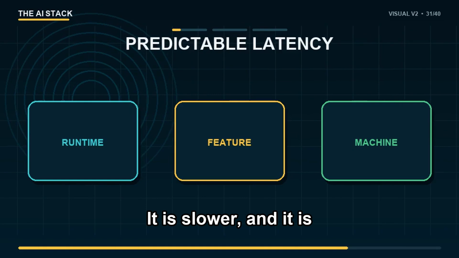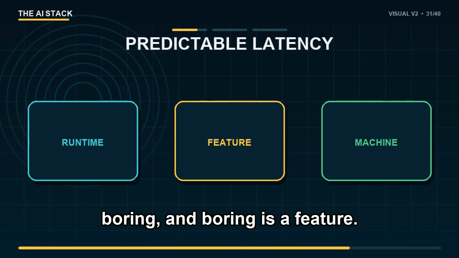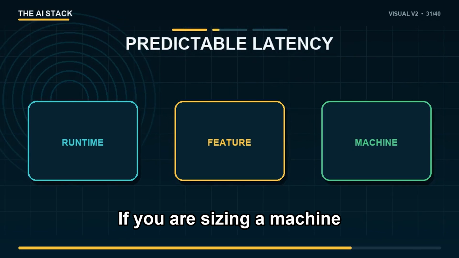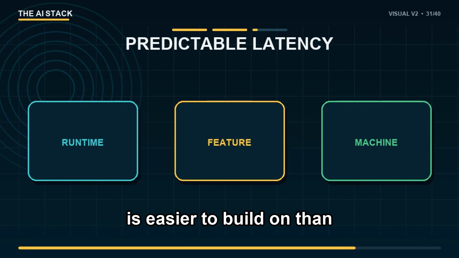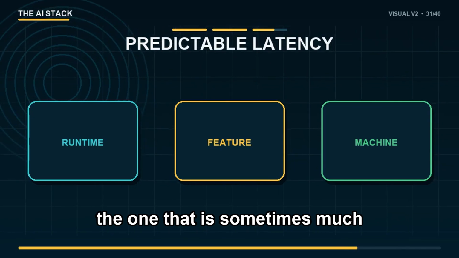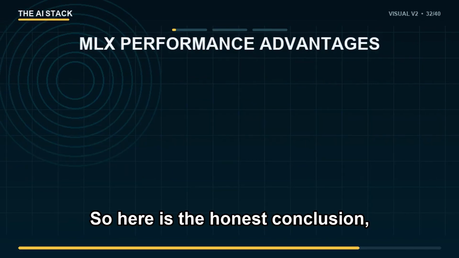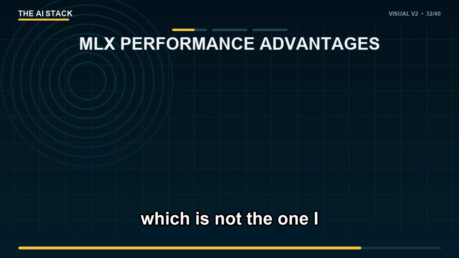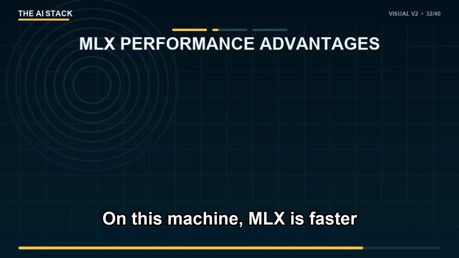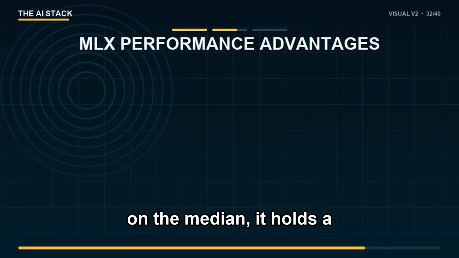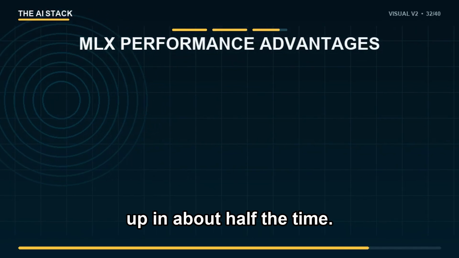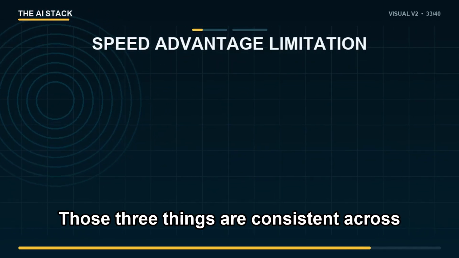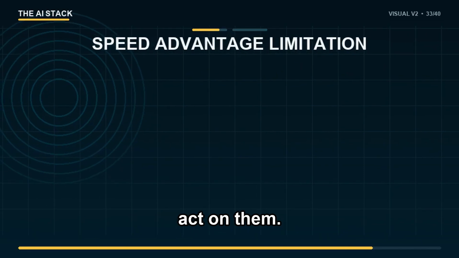It is slower, and it is boring, and boring is a feature. If you are sizing a machine or promising someone a response time, the runtime that is predictably slower is easier to build on than the one that is sometimes much faster. So here is the honest conclusion, which is not the one I expected to write. On this machine, MLX is faster on the median. It holds a gigabyte less memory, and it starts up in about half the time. Those three things are consistent across everything I ran, and I would act on them.